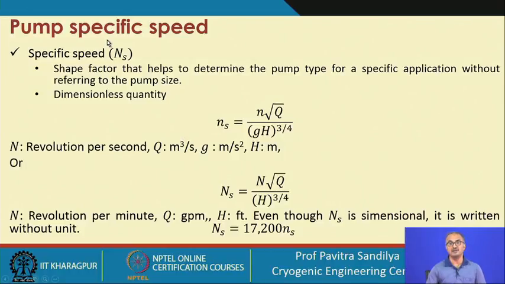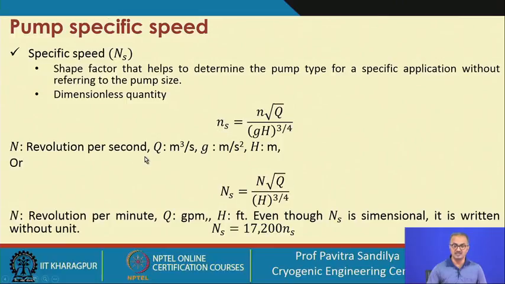Next we come to another very important parameter that characterizes a pump, and that is the pump specific speed. This pump specific speed is a kind of shape factor that helps us to determine the type of the pump for a given application without really knowing the pump size. So, it is not important for us to know the pump size for a given application. Without that, we have some way to find out what kind of pump can be selected, and this is a dimensionless quantity, and here it is defined like this.